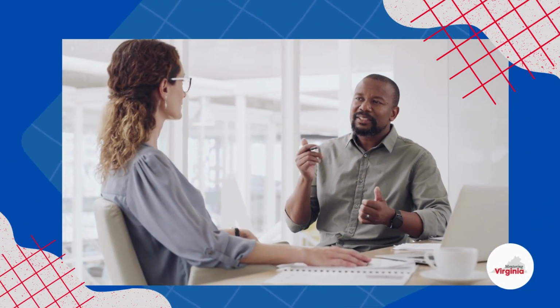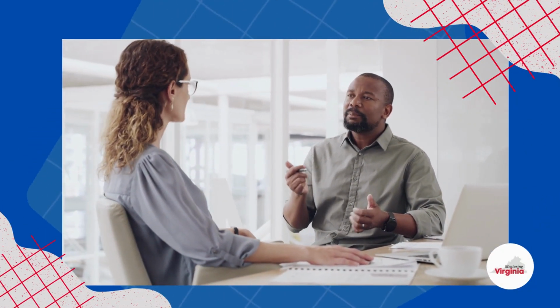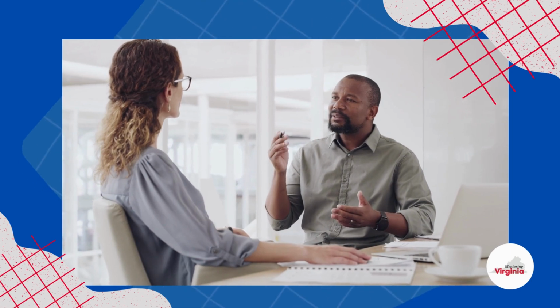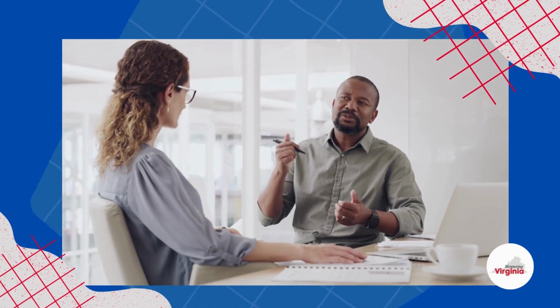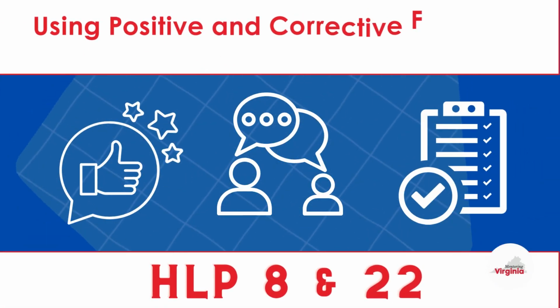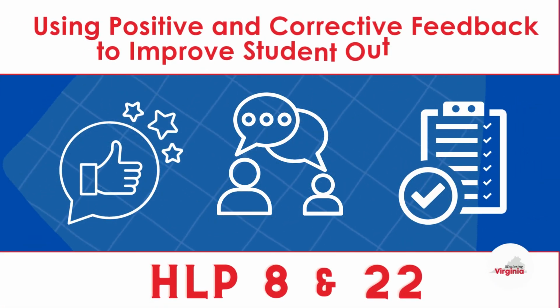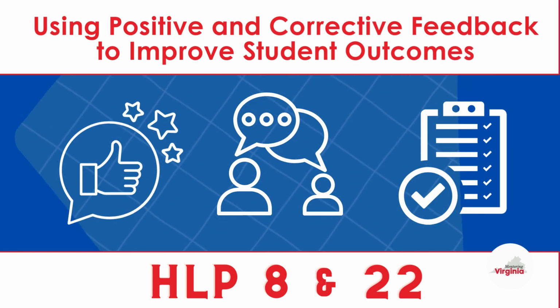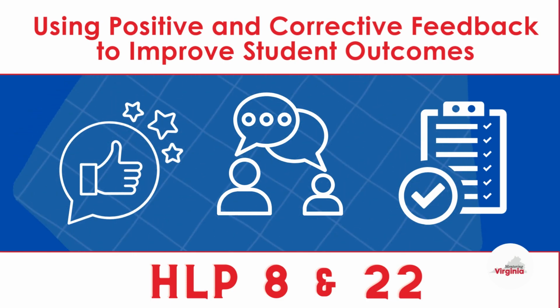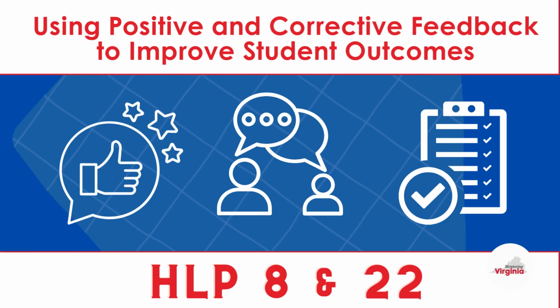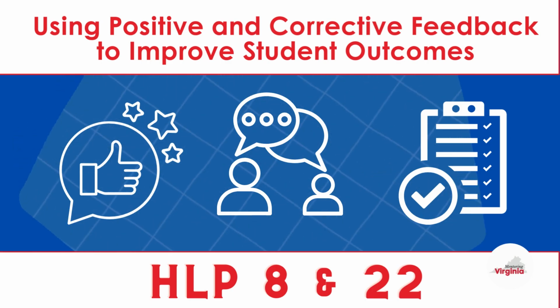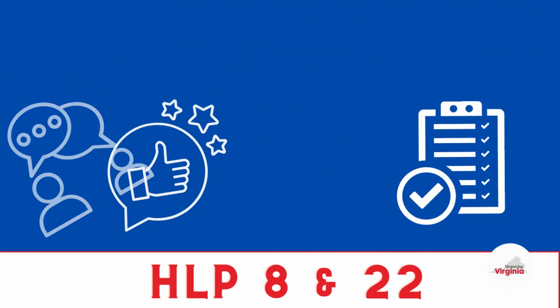The last piece of this module reviews what effective feedback looks like. Mentors must carefully consider the content and delivery of the feedback they are giving. Take a look at HLP 8 and 22, using positive and corrective feedback to improve student outcomes. A lot of these principles apply to feedback we give to adults. Before you finish Section 3, please complete the pause and reflect. You'll read a short article and consider the given questions.